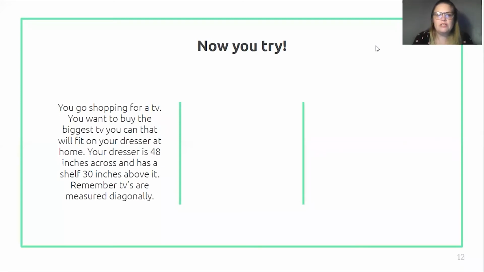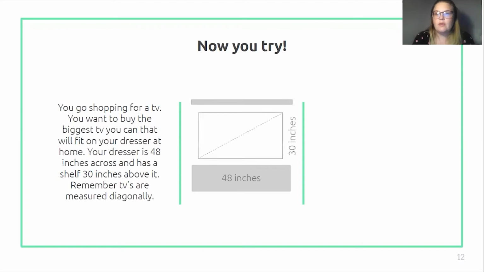You go shopping for a TV. You want to buy the biggest TV you can that will fit on your dresser at home. Your dresser is 48 inches across and has a shelf 30 inches above it. Remember, TVs are measured diagonally. So to begin with, we're going to draw a diagram just like we have in our other examples. Here we can see that the dresser is 48 inches across, and then we can see the distance of 30 inches between the dresser and the shelf. So the rectangle here in the middle is going to represent the television, and we're going to remember that it's going to be measured diagonally.